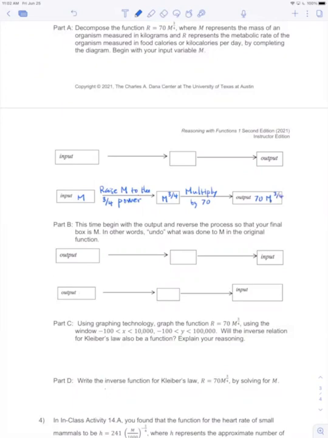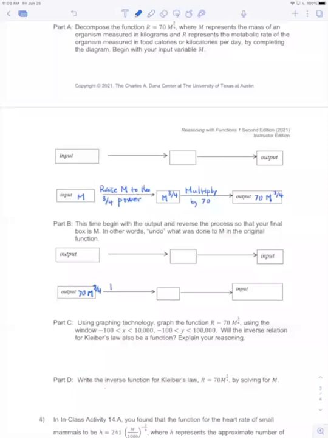Part B, this time begin with the output and reverse the process so that your final box is m. In other words, undo what was done to m in the original function. So to undo this, we'd begin with where we left off. So it would be 70 m to the 3/4 power. And then to undo that, we would start by dividing. Divide by 70, and we're left with m to the 3/4 power.